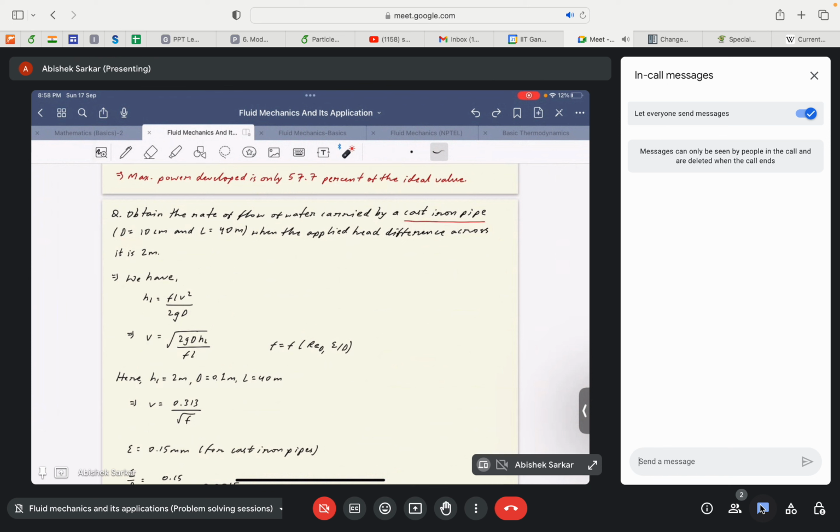So velocity is not given, so that's the trick. That makes the problem quite difficult compared to the previous case. It's not that straightforward now. But here again you can see the head loss is given, so we need to determine the rate of flow now. Q, we need to determine Q.